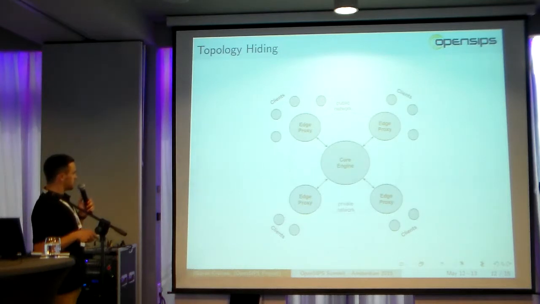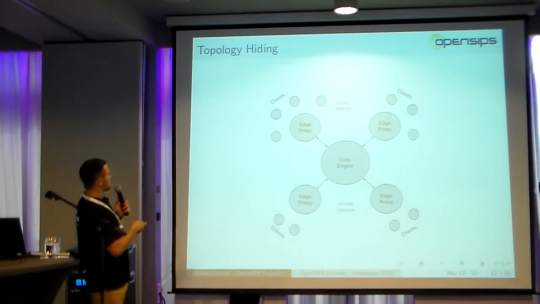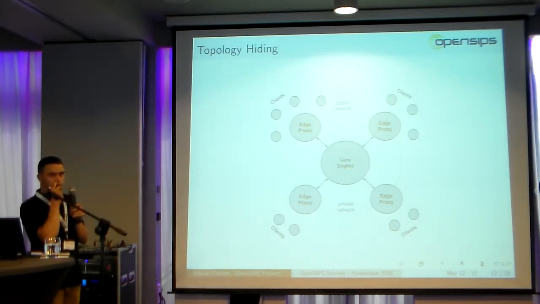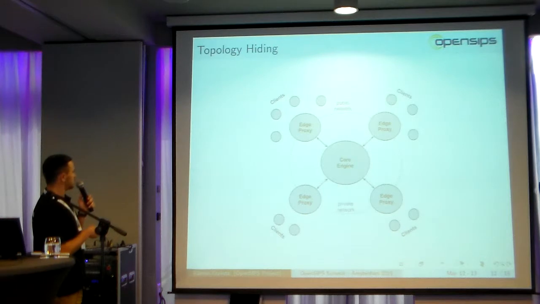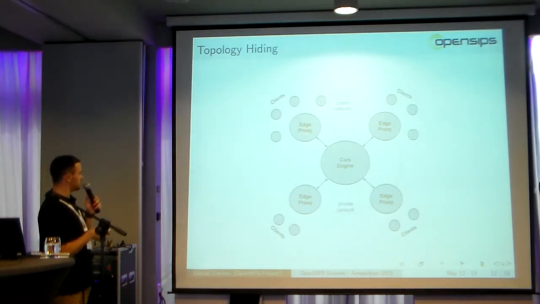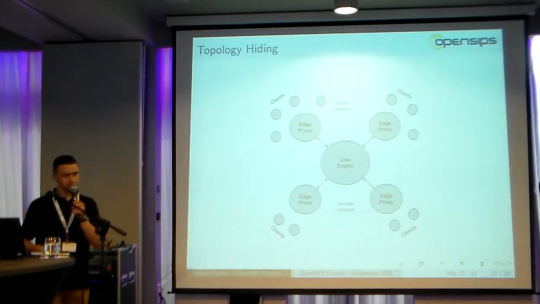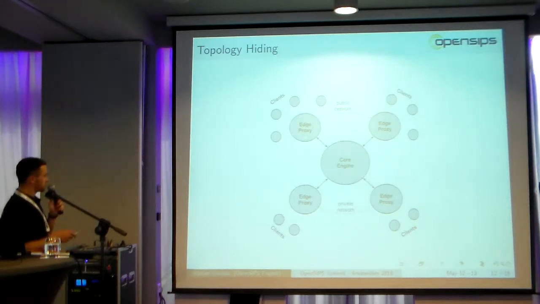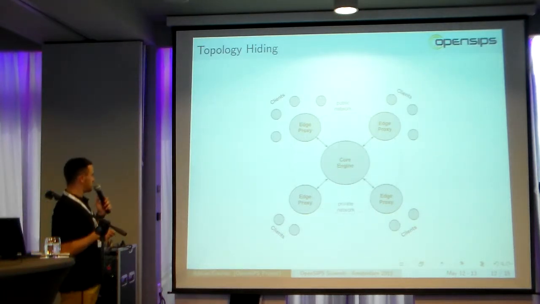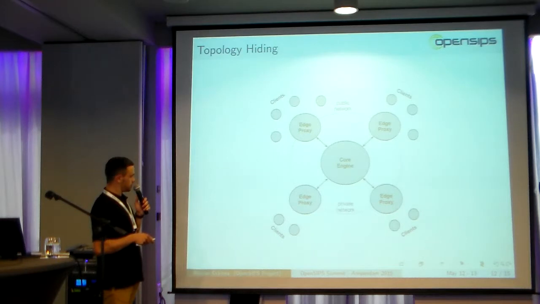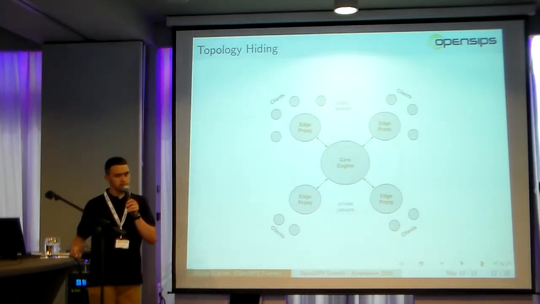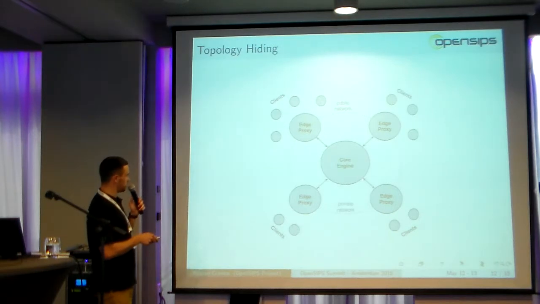So this is our architecture. We have the core engine and a few edge proxies. Imagine that this client wants to talk to this client. According to the record route protocol, when the client sends the INVITE to the edge proxy, and the edge proxy sends it further to the core engine, it adds a record route. This means that the SIP packet contains this IP and this IP. Next, when the core engine sends it further to this edge proxy, it also adds two headers, this one and this one.